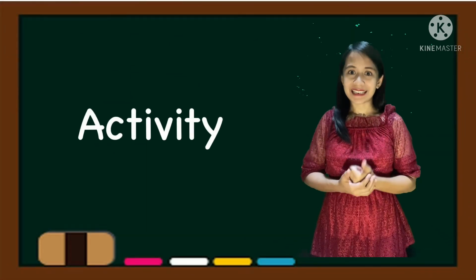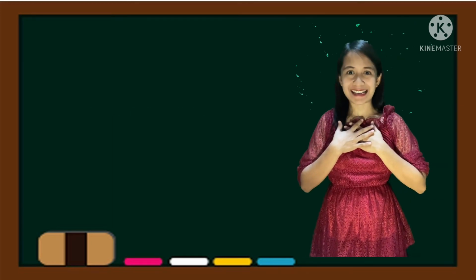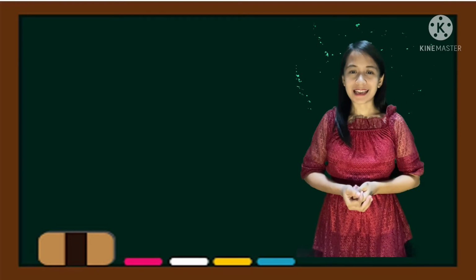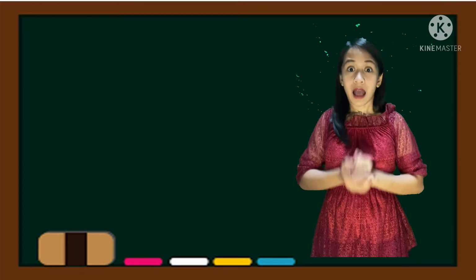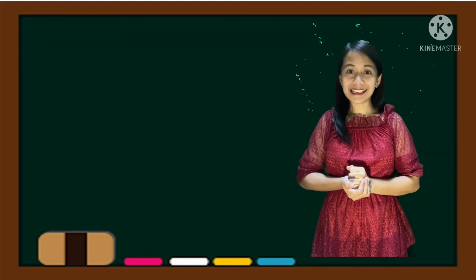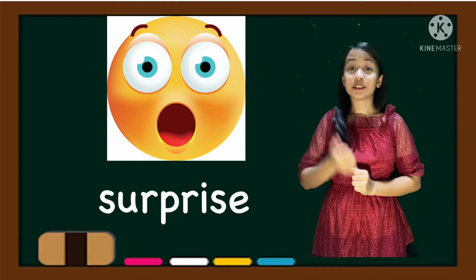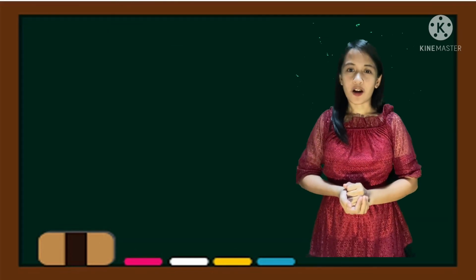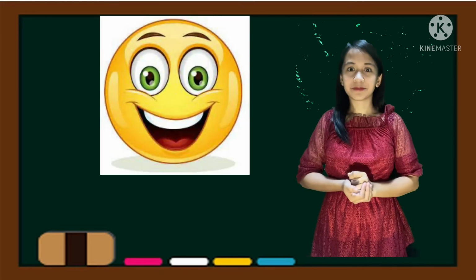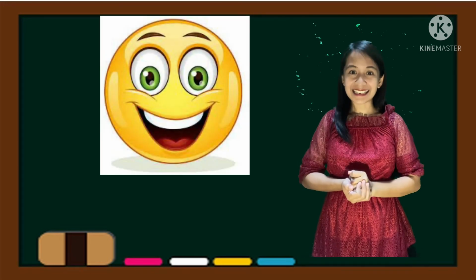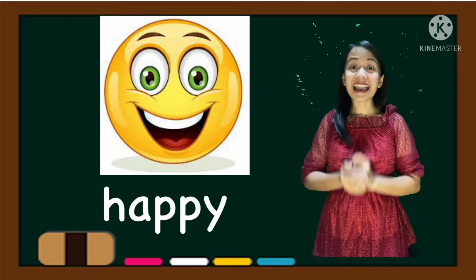Now let's do it again, okay? You will tell me what emotion I am portraying. Are you ready? Okay, let's begin. Number 1. It is surprise. Very good. Again, surprise. Now let's go to the second one. Yes, very good. It is happy. Again, happy.